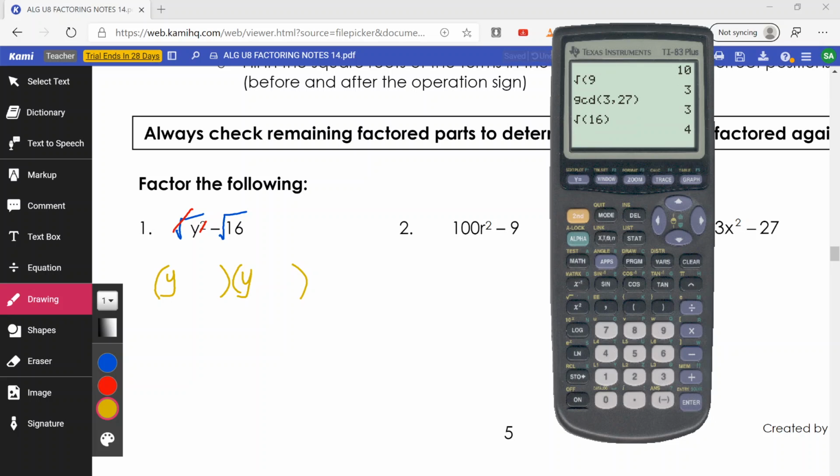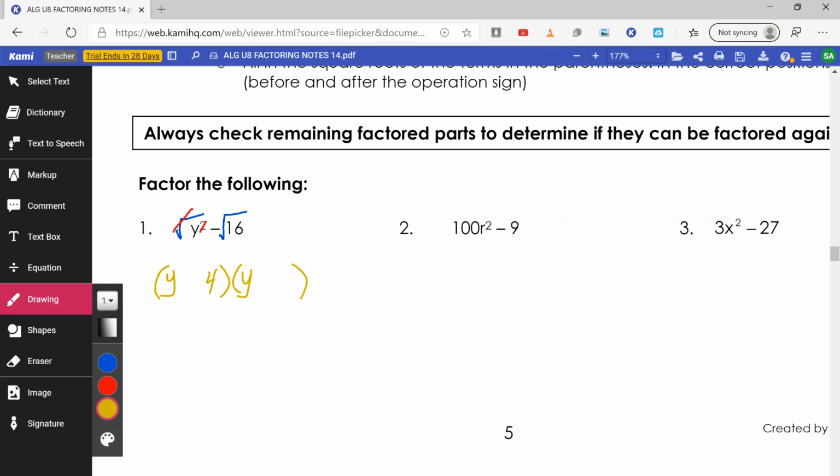So the square root of 16 is 4. So 4 will be the second thing in our parentheses. And last but not least, one gets a plus, the other gets a minus. From there, we check to see if we have any common factors or if we have a difference of two perfect squares within our parentheses, which in this case we don't, so we are all set with this one.